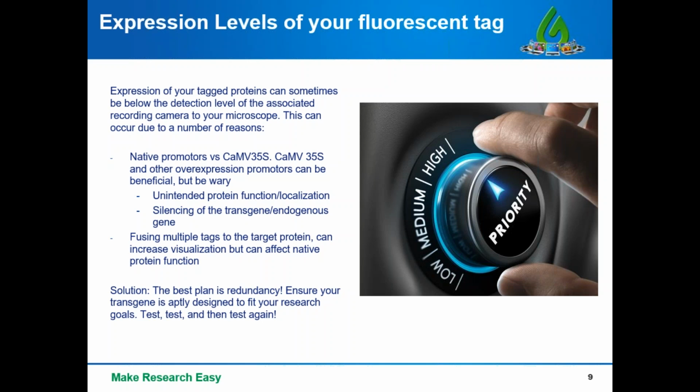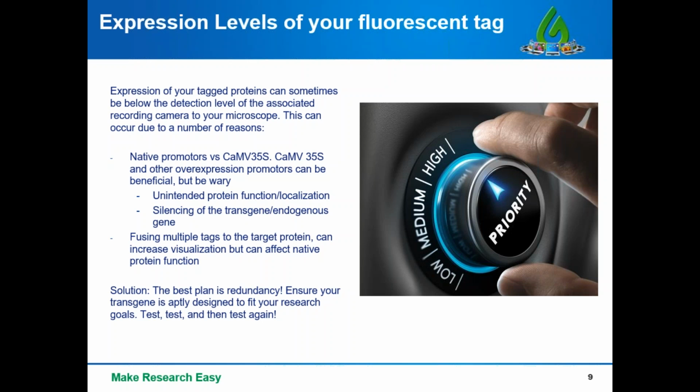Furthermore, fusing multiple tags to your target protein can also have an effect on native protein function. What I mean by this is if you fuse multiple GFP tags to your protein, it can make it large and unwieldy and result in the consequences listed above, such as unintended protein function and unintended localization to areas other than the natural function of that protein.